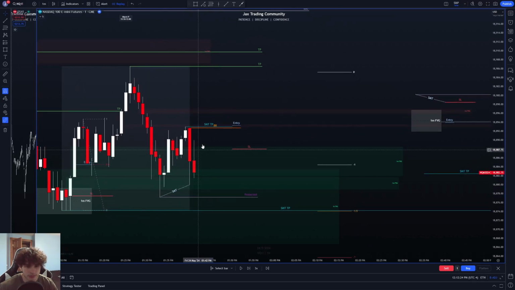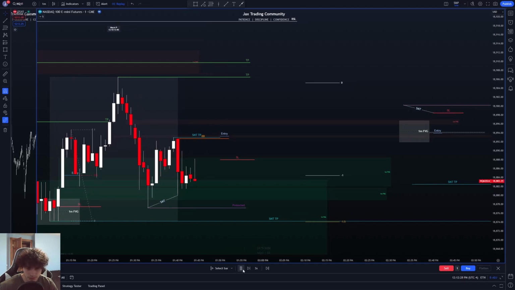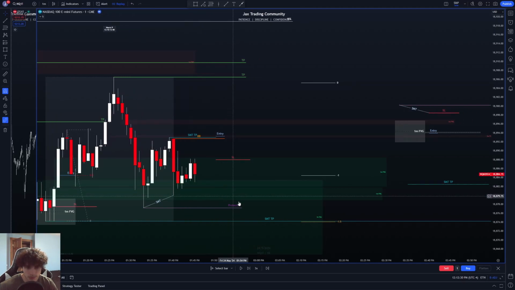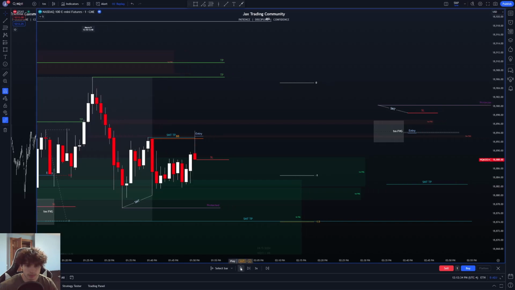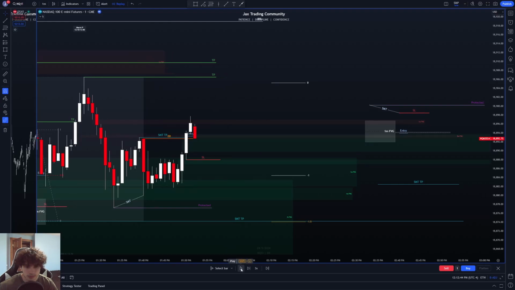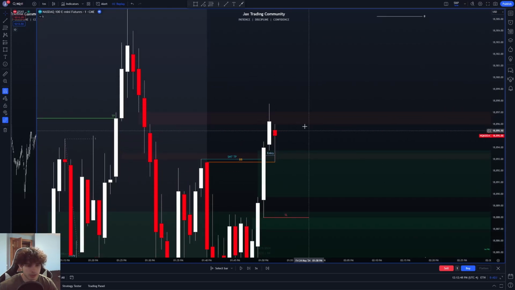We have an SMT. After the SMT, we wait for displacement up. Still not much yet. There's a displacement up right here, these candles. This goes up, this low becomes protected. Here's your SMT TP that gets hit in the next candle. We get some more displacement, and we have a fair value gap right here.